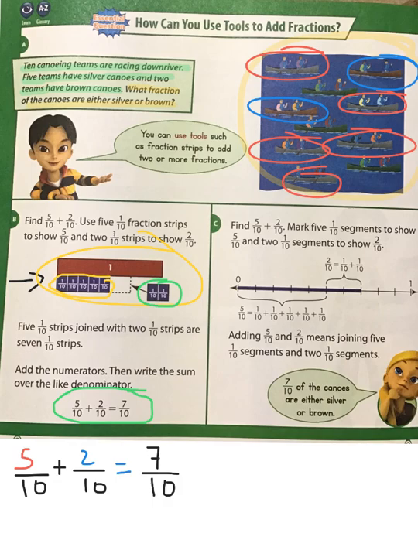In part C, they're also showing you how to do it on a number line. So we have 5/10 right here. We're adding our 5/10 plus our 2/10. So when we count from 0 to 10, we would count 7 lines because 5/10 plus 2/10 equals 7/10.